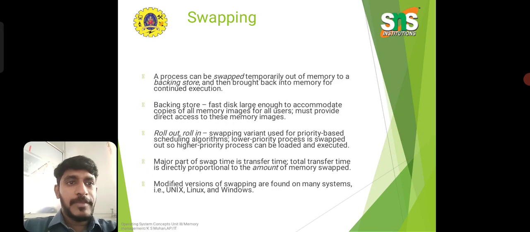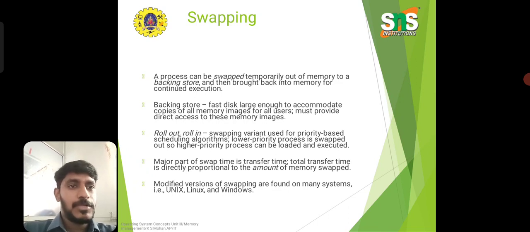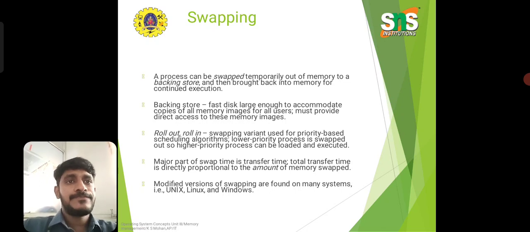Roll out and roll in is swapping used with a priority-based scheduling algorithm. A lower-priority process is swapped out so that a higher-priority process can be loaded and executed. The major part of the swap time is transfer time, so the total transfer time is directly proportional to the amount of memory swapped. Modified versions of swapping are found on many systems, for example Unix, Linux and Windows.